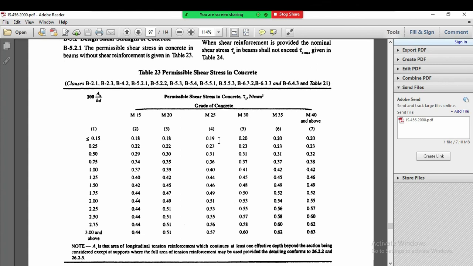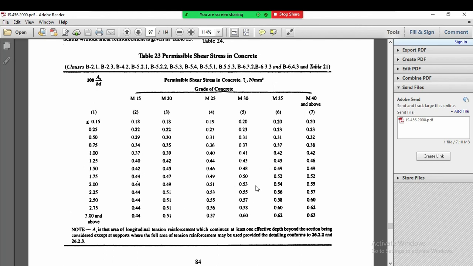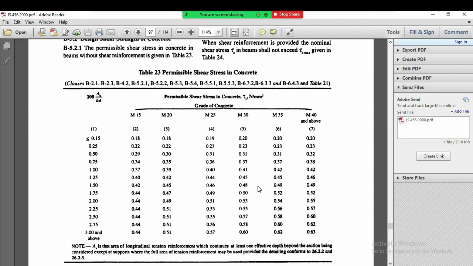Okay, so this is table number 23. Okay, on page number 84, it is not 54. Make the correction. Page number 84. Table number 23, page number 84. So permissible shear stresses in concrete. Okay, this we need to use over here.